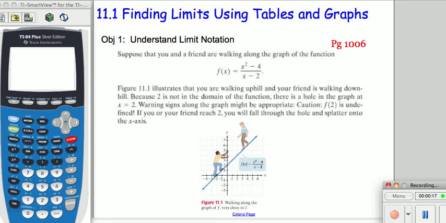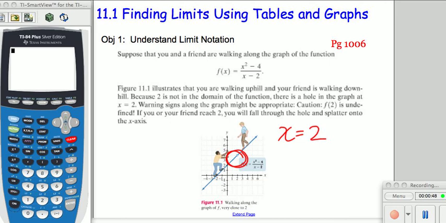You can think of a limit as a warning. If you look at our picture here, we have two guys walking up and down the line. Now, if we notice at x equals 2 right in here, we have a hole in the graph. So the question is what's going to happen to these guys as we approach that hole, as we approach that x equals 2? Now at x equals 2, from either direction, up or down, if they keep walking and they get there, they're going to fall through that hole. They're going to splatter onto the x-axis.